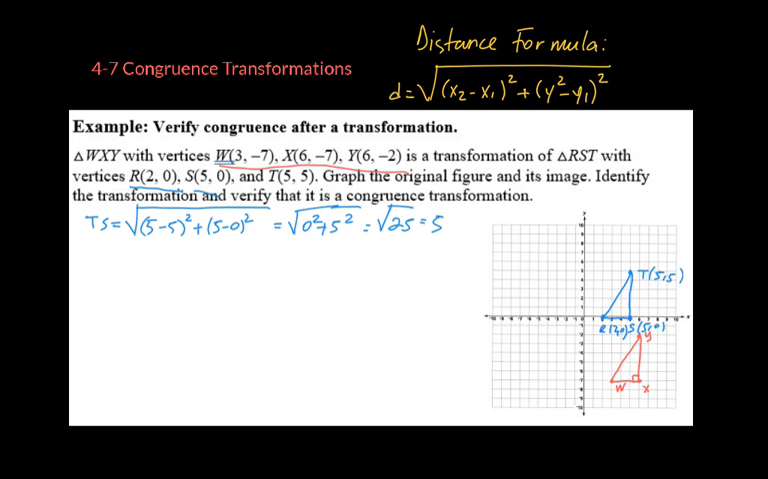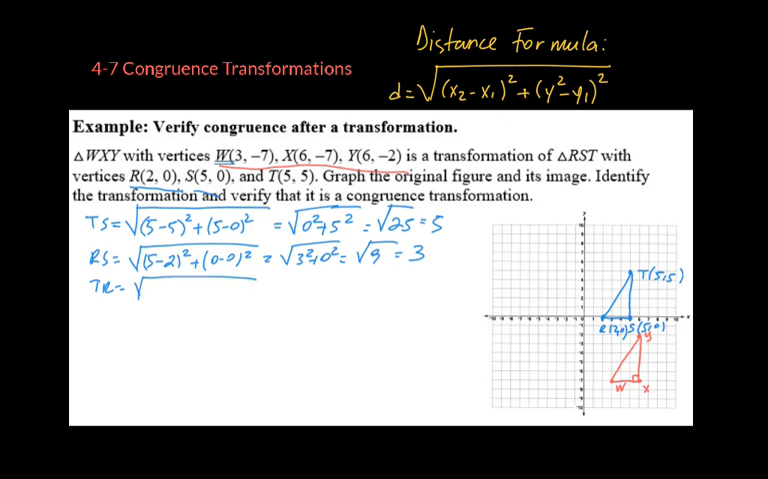So the second side is side RS. Let's find the distance between R and S. It should be 3 because when we look at it, it's easily seen. So subtract the X coordinates, square it, do the same thing with the Y's. So the first one becomes 3 squared, the second one is 0 squared, so we have square root of 9, which is 3.